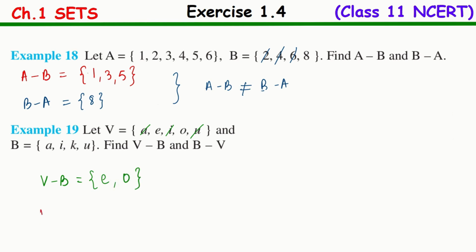Next is B minus V. V has A, we have to remove A. It has I, we have to remove I. It has E, we have to remove E. O, we have to remove, and U, we have to remove. So B minus V will be K.